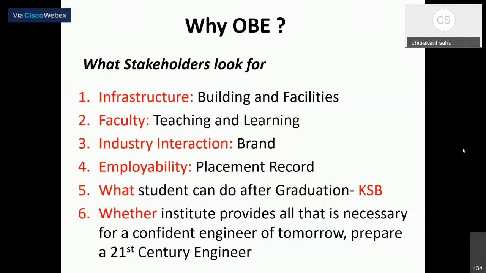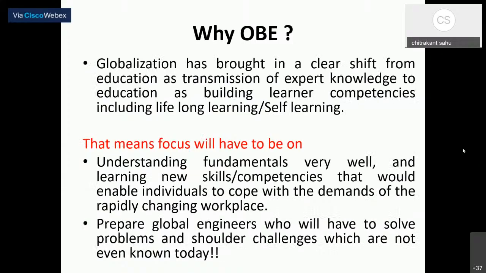Skills, so that they can work in different companies, and behavior, so that they are loyal to the company, have good communication skills and good management practices. All of these are necessary. Whether the institution will provide all that is necessary to prepare a confident engineer of tomorrow, a 21st century engineer. These are the expectations of stakeholders, and because of that, outcome-based education came into the picture.